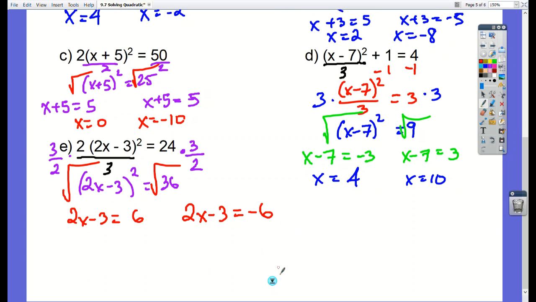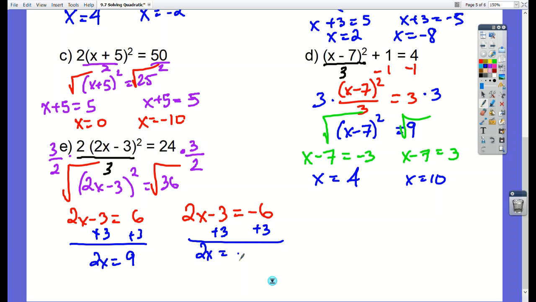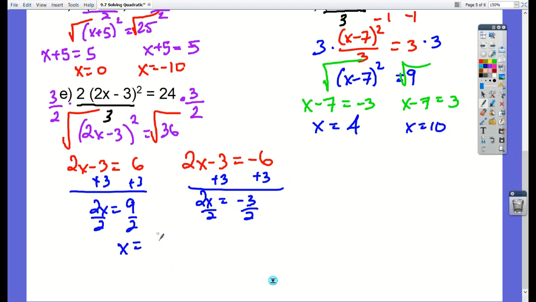Okay, so then we have 2-step equations here, which is fine. We've solved 1,000 of these this year. Add 3 everywhere, and then we'll divide by 2, so 2x equals 9, 2x equals negative 3. Divide everything by 2. So we get some fractions, that's alright. Have fractions as your answers. So 9 halves and negative 3 halves.